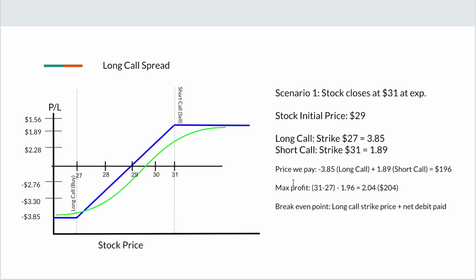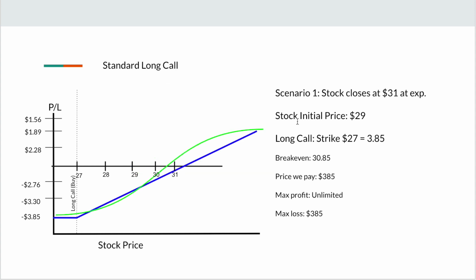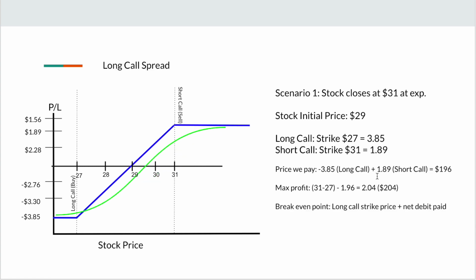Here's what you end up paying for this. You take $3.85, this is negative, and you add it to 1.89, which is the short call, and you get a total of 1.96, or $196. That's how much you end up paying for the entire trade. Let's compare that to the first standard long call. Here you paid $385. So with a small account, you can definitely see how this is already helping you, but it doesn't stop there.